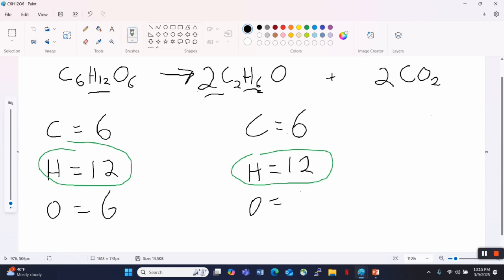So by multiplying our ethylene alcohol by a coefficient of 2, and our carbon dioxide by a coefficient of 2, we were able to balance the numbers of atoms belonging to each element on either side of our equation. So this example has now been properly balanced.